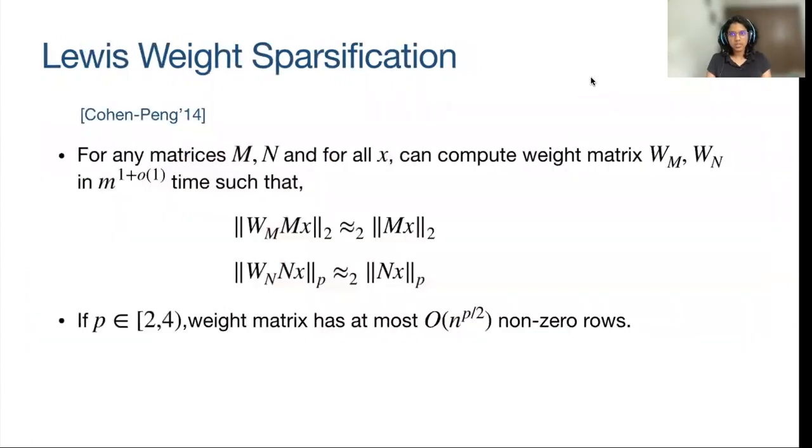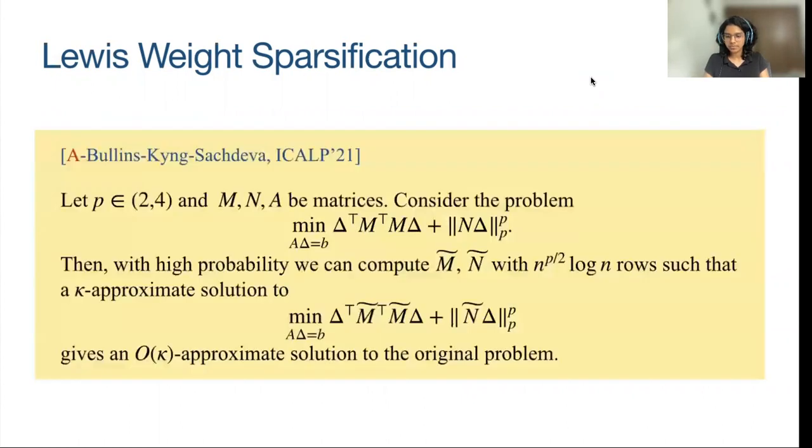Okay, now moving on to general matrices. Lewis weights are a generalization of leverage scores, and Cohen and Peng in 2014 showed how to compute these Lewis weights fast and use them to approximate LP norms. So given a matrix, it's a sampling scheme that gives you a new smaller matrix that is able to approximate the LP cost. Although we can only use this algorithm for small p because the number of rows grows really rapidly with p.